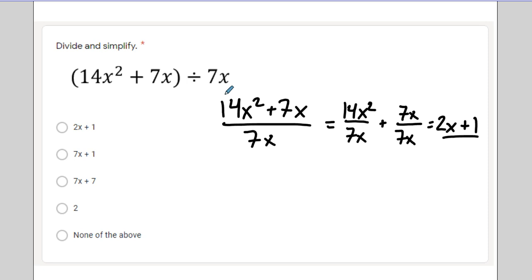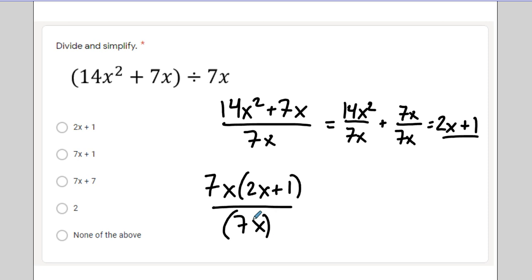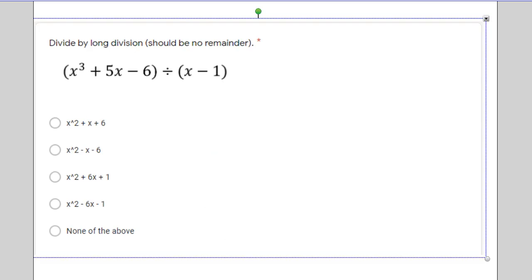Another way of doing it is I could divide the top out or factor it by doing greatest common factor factoring. What would divide out? A 7x, and what's left behind? A 2x plus 1 up top, down below 7x, so it really looks like this. Those would then cancel out, make 1, and I would be left with 2x plus 1. So two ways to do that one. If you have a monomial, you can just divide each of the terms separately, or you could do greatest common factor factoring at the top.